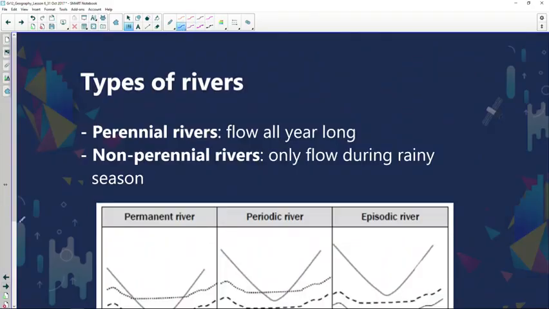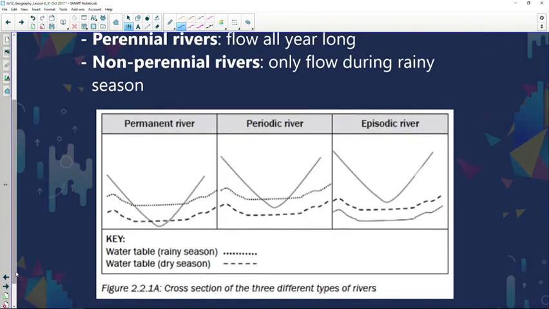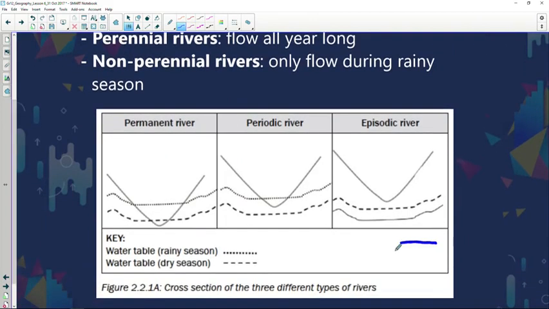Now, in grade 10 and grade 11, when you were introduced to map work, you learned about rivers on a map. The only two rivers that you are familiar with are a perennial river, that's a solid blue line, and a non-perennial river, that was a dotted blue line that we find on our maps. Your teacher probably explained to you, what's a perennial river? It's a river that flows right throughout the year. And the non-perennial river only flows during the rainy season.